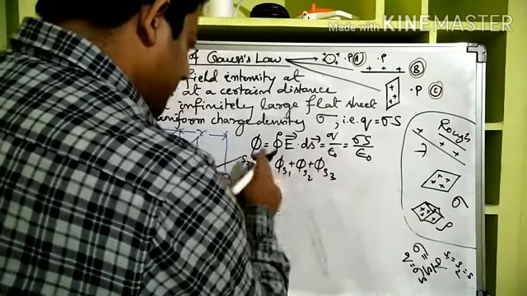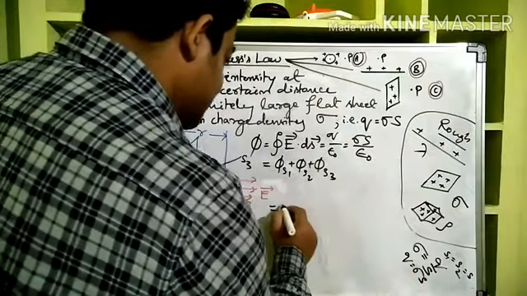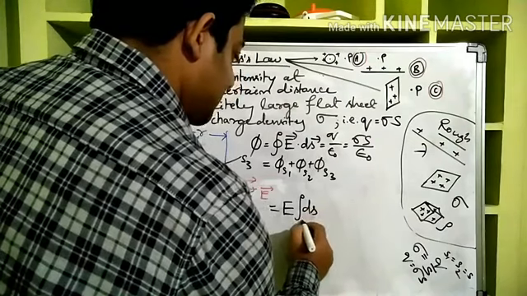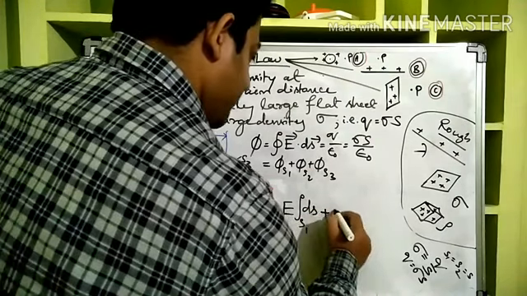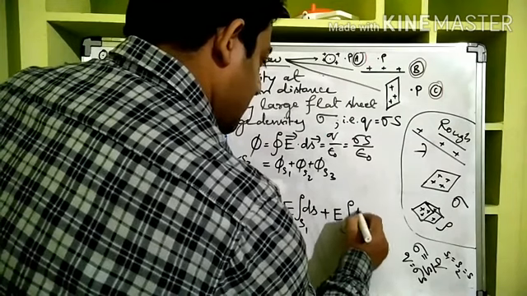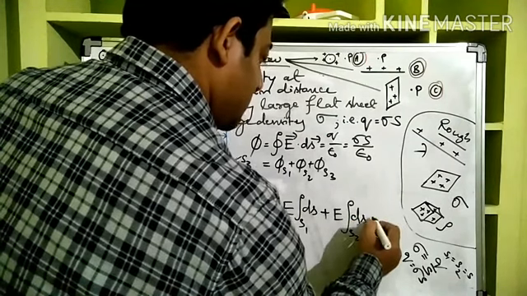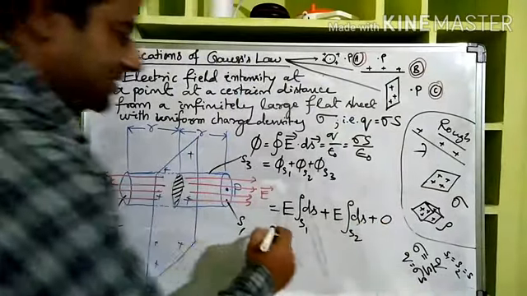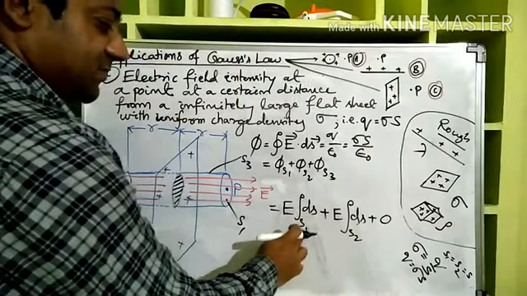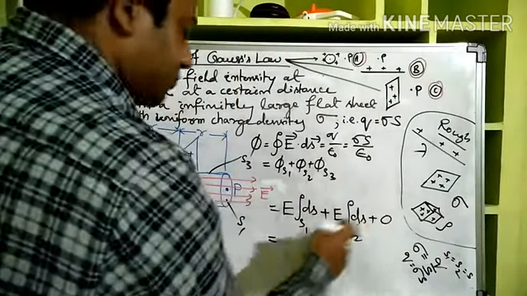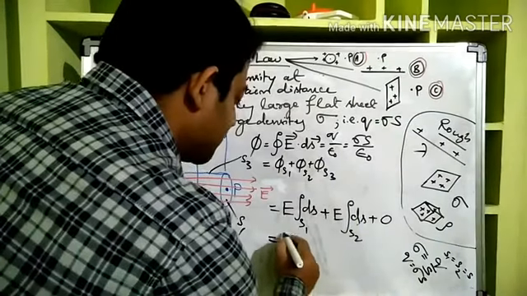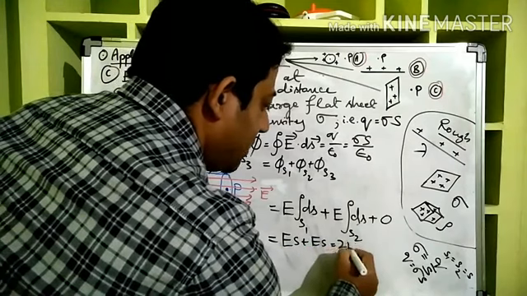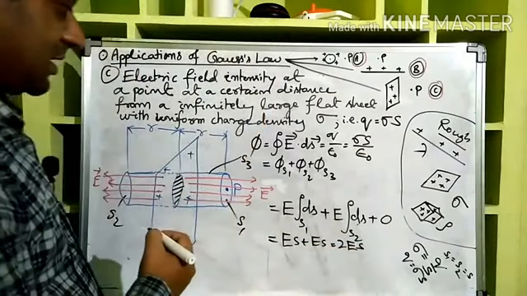Phi is E dot ds for S1 plus E dot ds for S2 plus S3, which is 0, because no field line is touching S3 here. Since ds for S1 will be S only and for S2 also S only, the same area, ES plus ES is equal to 2ES.